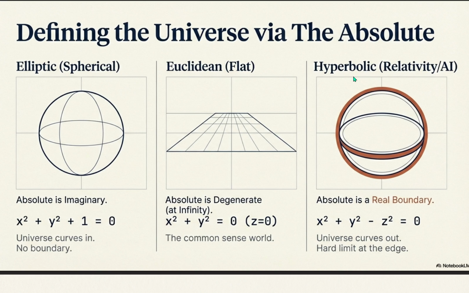The sources mentioned a saddle shape or a Pringles chip. A Pringles chip is a perfect analogy. It curves up one way, down the other. But here, the absolute is a real boundary, a circle or a sphere enclosing the universe. So a wall you can actually see. You can, and the key feature here: infinite parallel lines.